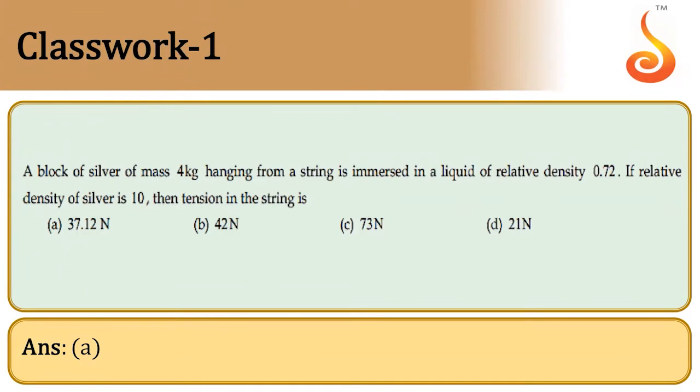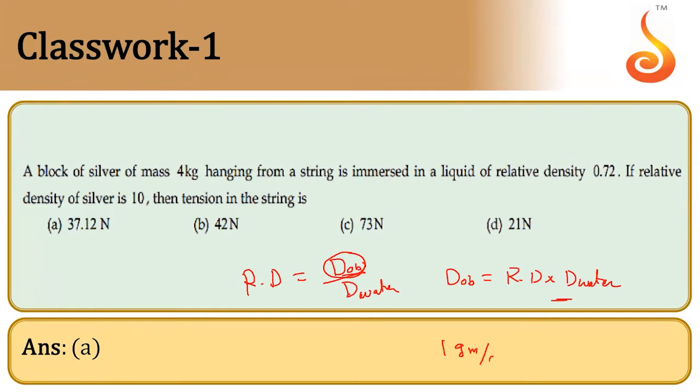So children, if they give the relative density, what is the relative density? Relative density is equal to the density of the object divided by the density of water. So the actual density of the object is equal to relative density into density of water. The density of water in CGS units is 1 gram per centimeter cube. In SI units it is 10 cube. So simply remember, relative density into density of water is the absolute density of any object.